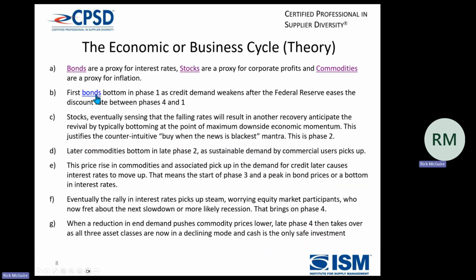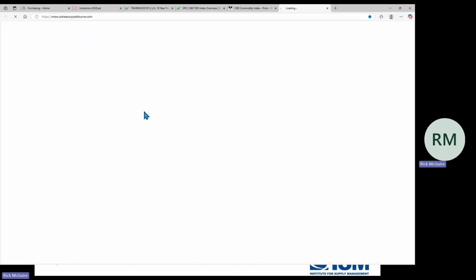First bonds, bottom in phase one as credit demand weakens, and after the Federal Reserve eases the discount rate between phases 4 and 1. So the Federal Reserve is dropping the discount rate or dropping interest rates. What I got here for bonds.